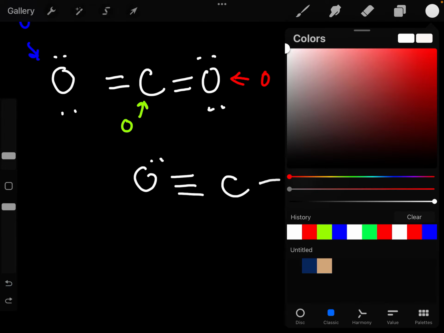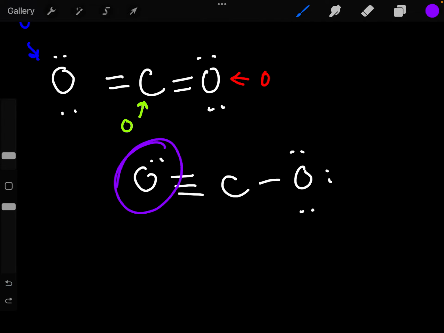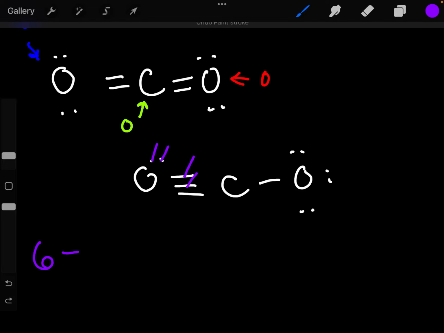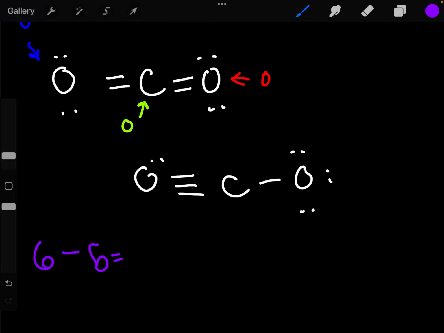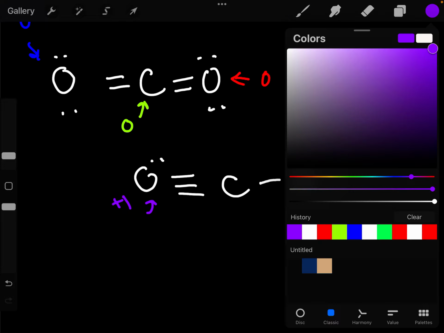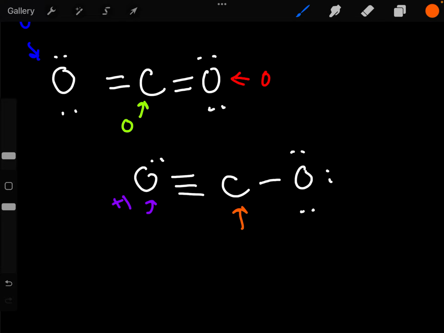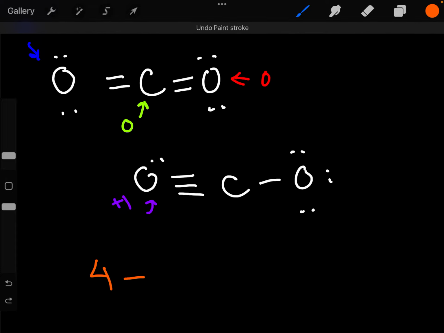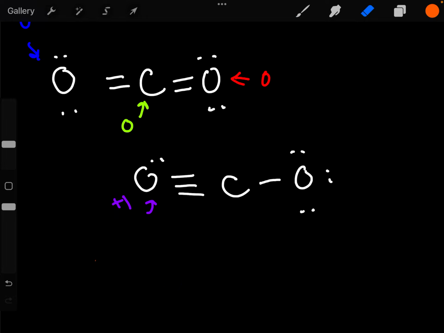Let's choose purple. Let's find this oxygen first. This oxygen has 6 valence electrons. 6 minus 1, 2, 3, 4, 5. 6 minus 5 equals 1. So this oxygen has a charge of positive 1. Now let's do this carbon over here. Carbon has 4 valence electrons. 4 minus 1, 2, 3, 4. 4 minus 4 equals 0, which works out because this has a formal charge of 0.